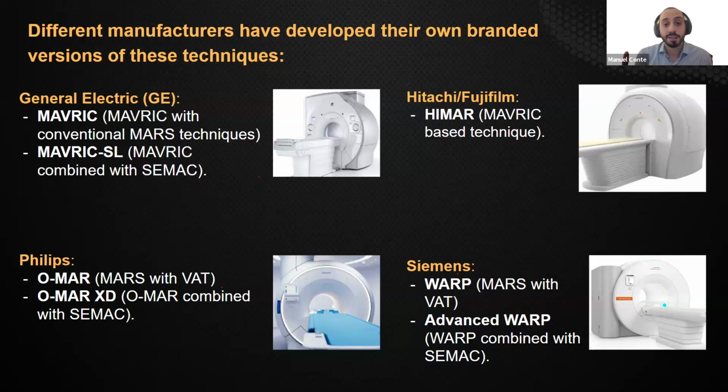So different brands and different manufacturers have different sequences and protocols. GE has Maverick and Maverick SL. Philips has Omar and Omar XD, but personally I never use it. Hitachi has HIMAR, and Siemens has Warp or Advanced Warp.